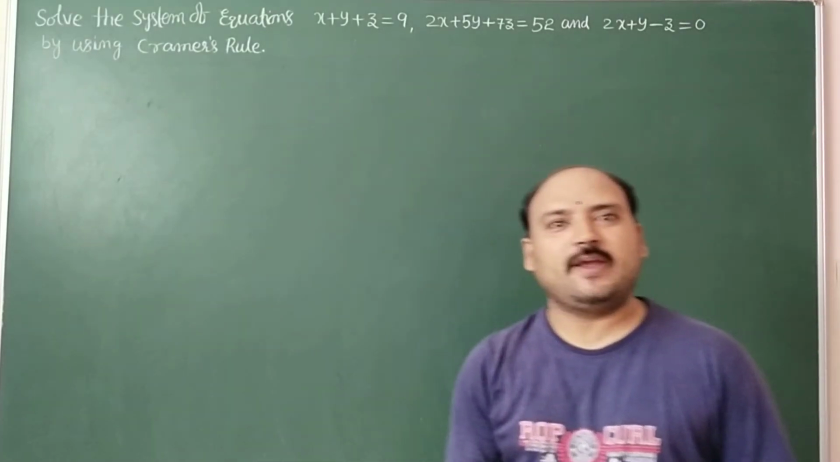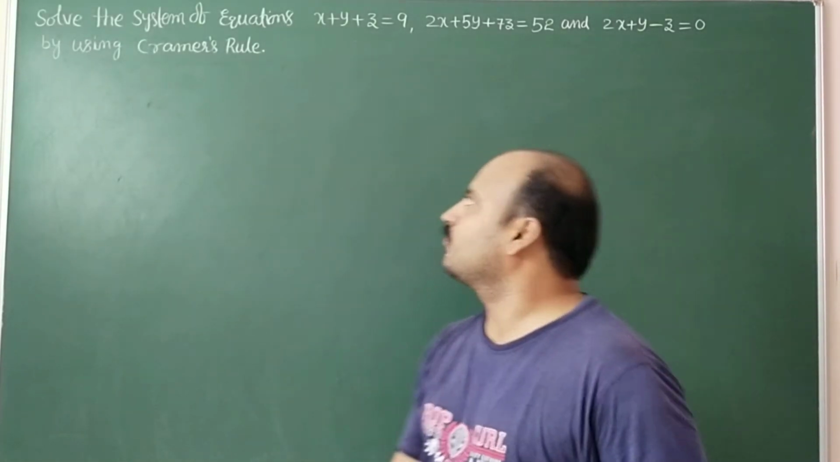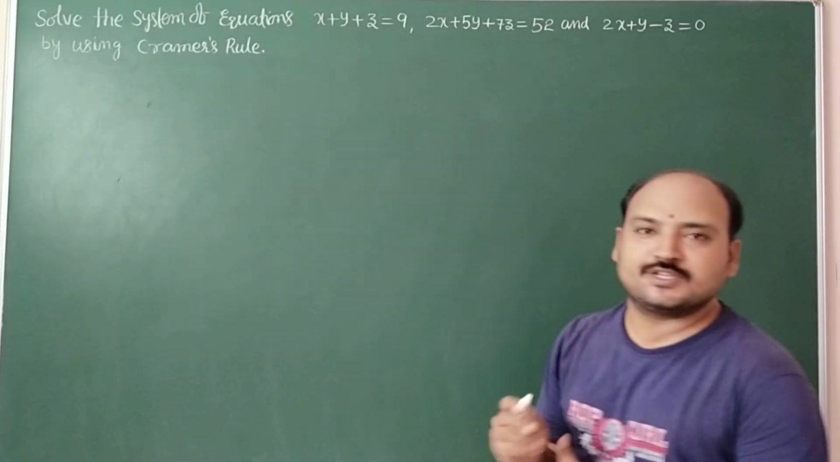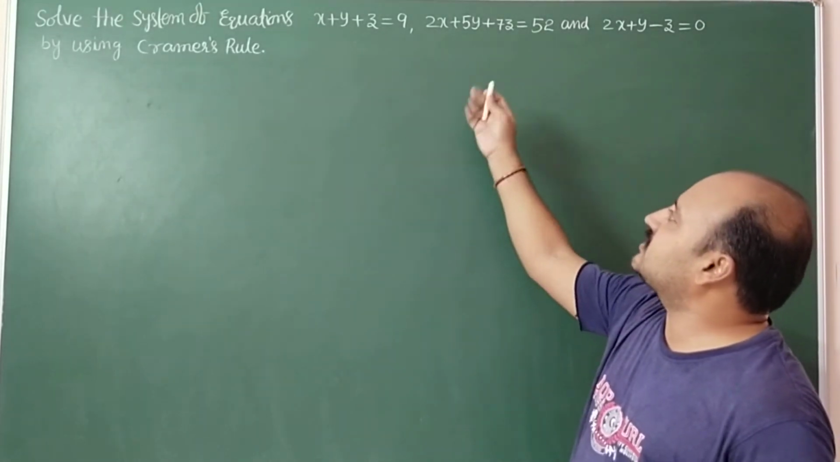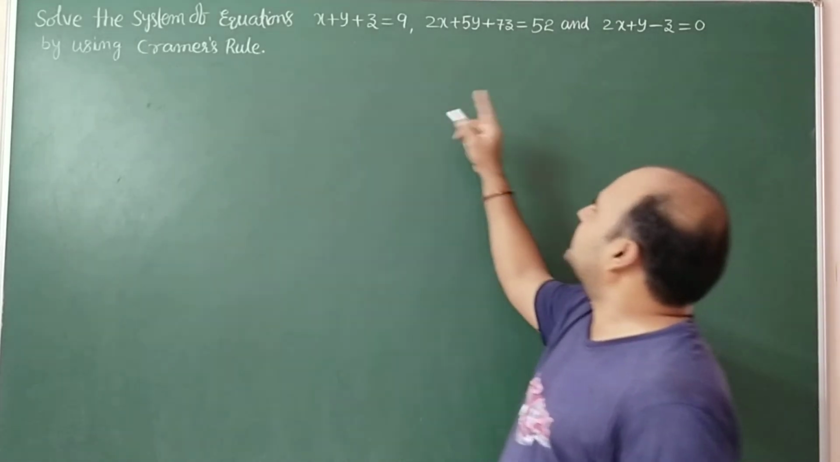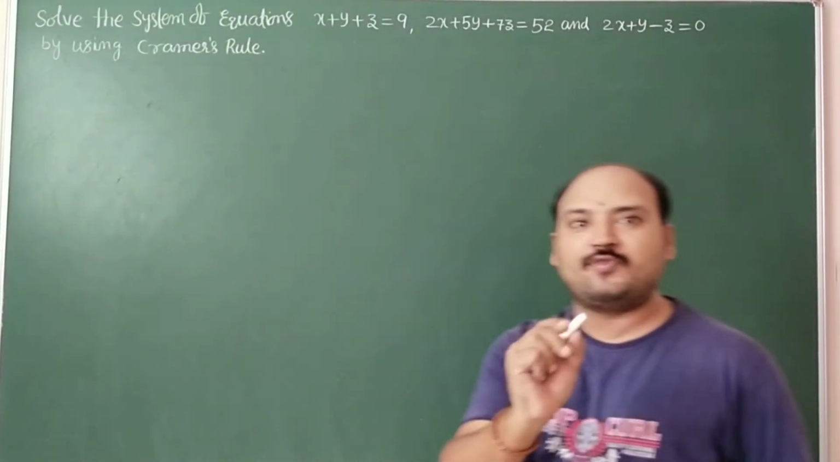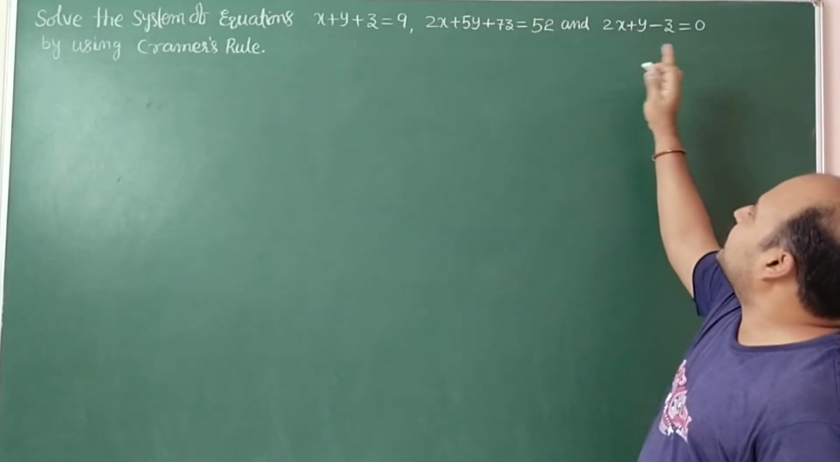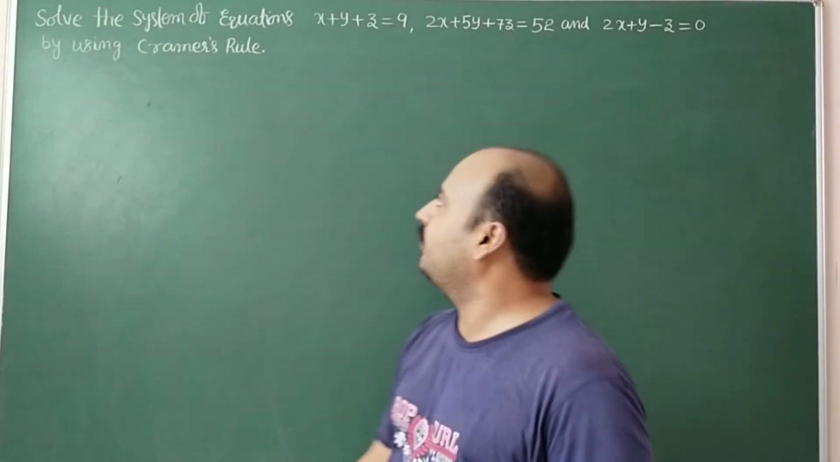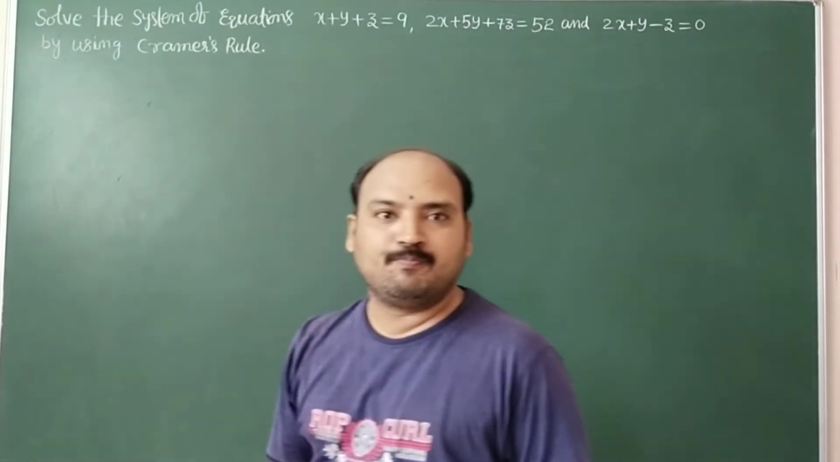Yeah, we are going to give an example for Cramer's method. Solve the system of equations x plus y plus z equal to 9, 2x plus 5y plus 7z equal to 52, and 2x plus y minus z equal to 0 by using Cramer's rule.